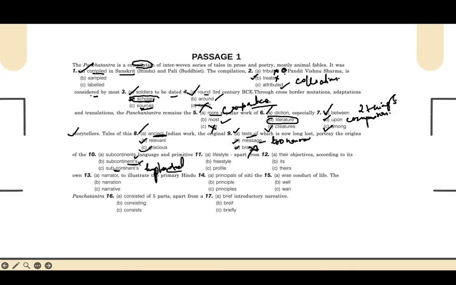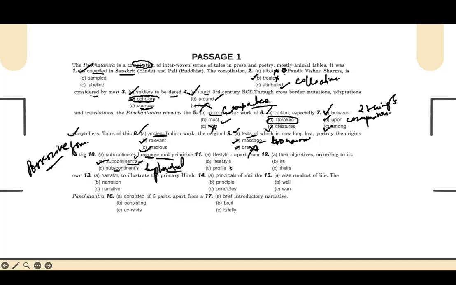So this is the option with the apostrophe, denoting the possessive form, showing the ownership of the subcontinent's language and primitive. Talking about the language of the subcontinent, we have to use the possessive form here, which is apostrophe S. Again, read it again: text of which is now long lost, portray the origin of the subcontinent's language and primitive.